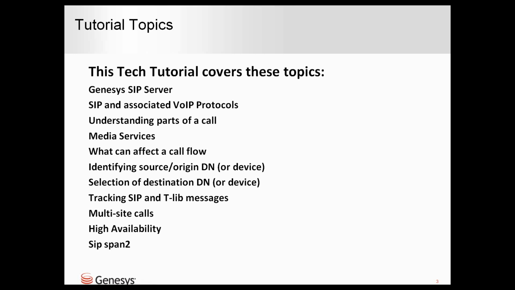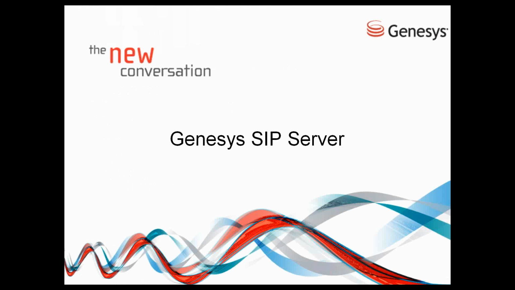Next, we will see how SIP and TLib messages are printed in the logs and how to understand them. Then we'll move on to multi-site calls, and next, high availability and the SIP span tool. So let's start with Genesis SIP Server.